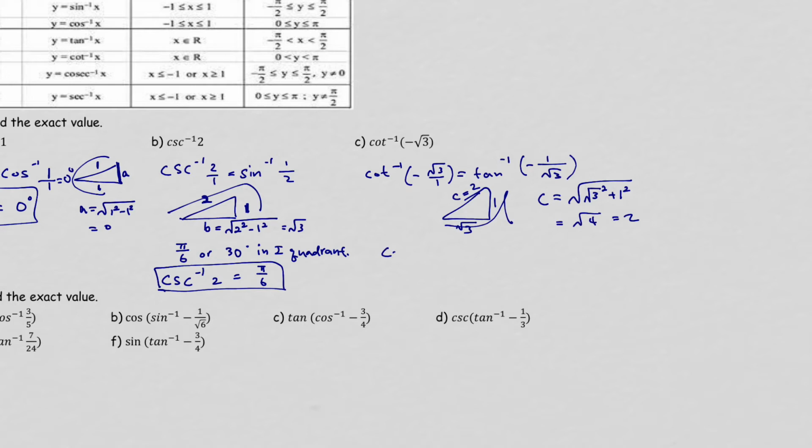So let's go back. Cotangent inverse of negative square root of 3 should be pi over 6, and the range is between 0 and pi. Having a negative, it has to be the second quadrant. So how do we find the second quadrant? It will be pi minus pi over 6. So that gives you 5 pi over 6.